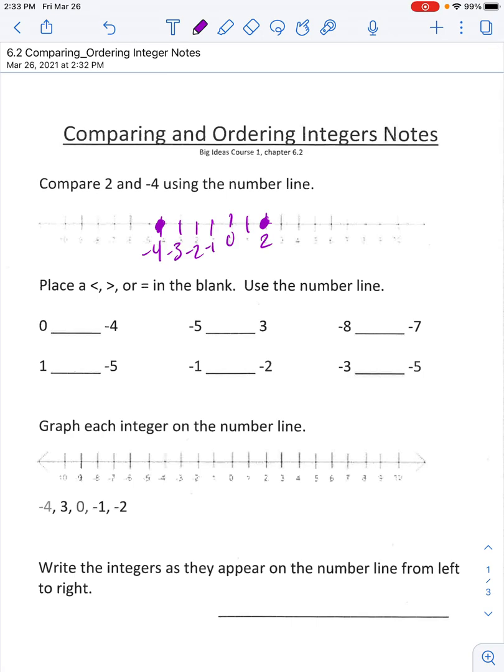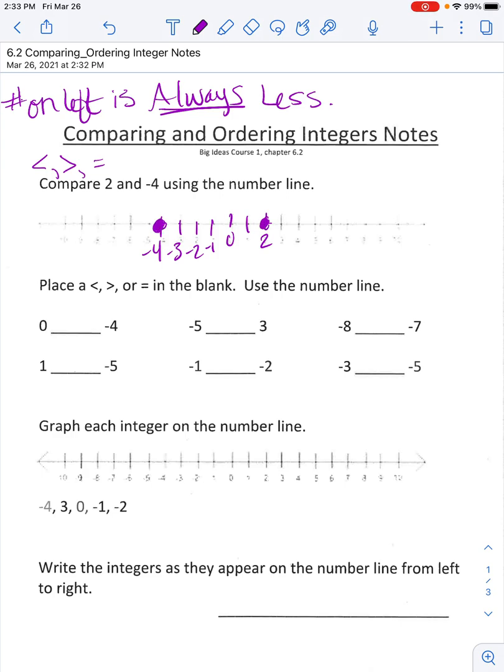Remember that when we compare, we're using less than, greater than, or equal to. Write this at the top of your page, please. The number on the left is always less. If you can remember that, you're going to be good to go. So if I'm comparing -4 and +2, -4 is on the left. It is less than 2. We would say -4 is less than 2.